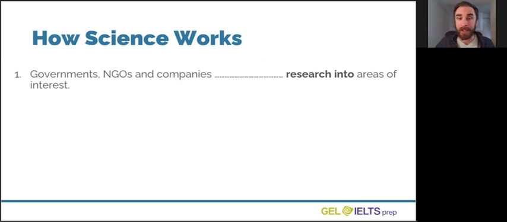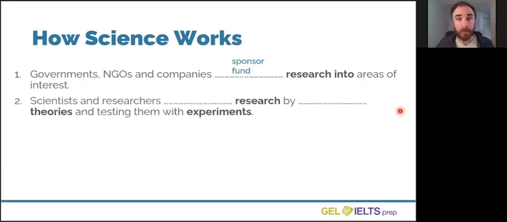The correct answer is fund. Governments, NGOs, and companies fund research into areas of interest. This means they pay for the research. We can also say sponsor research, but fund is more common.